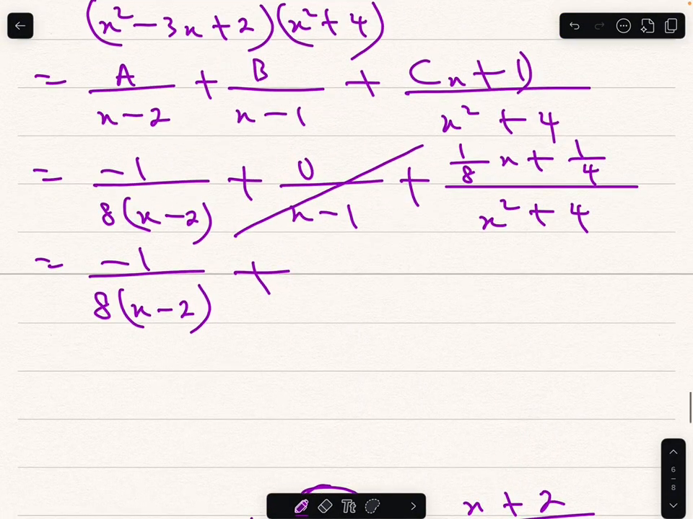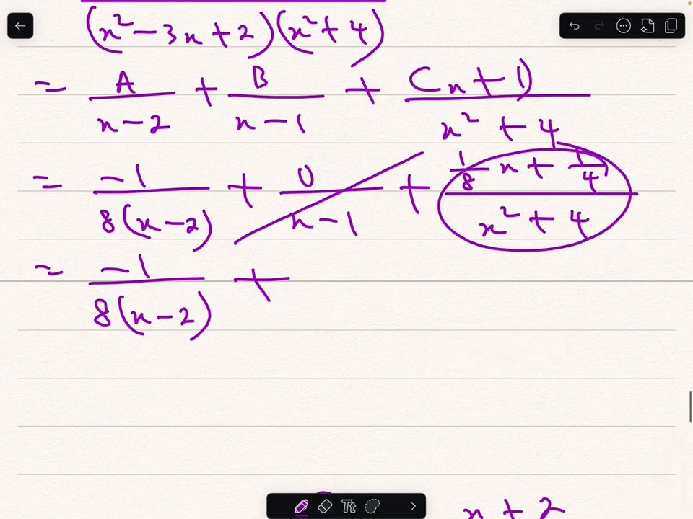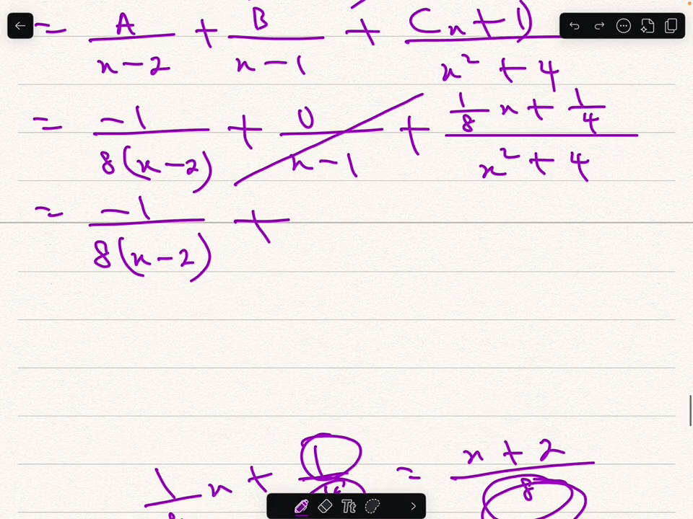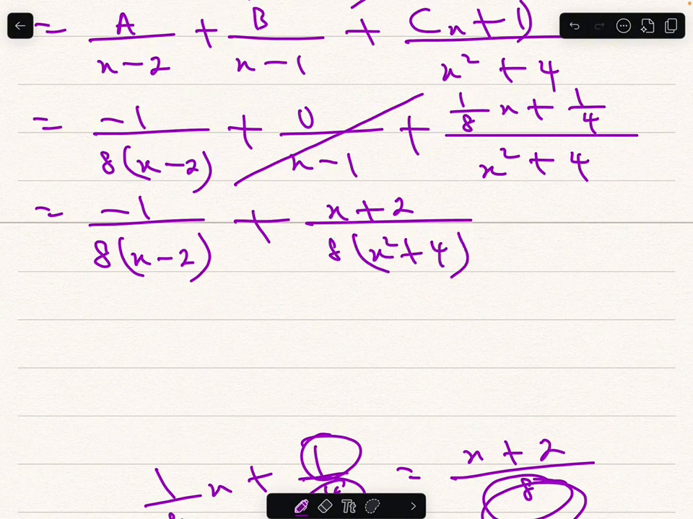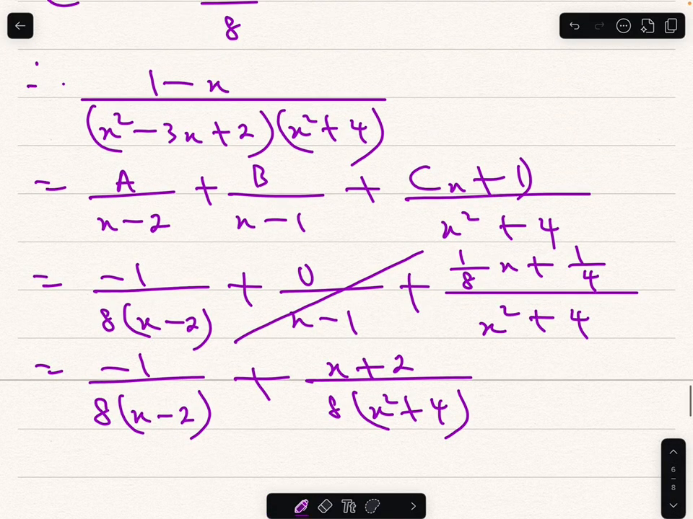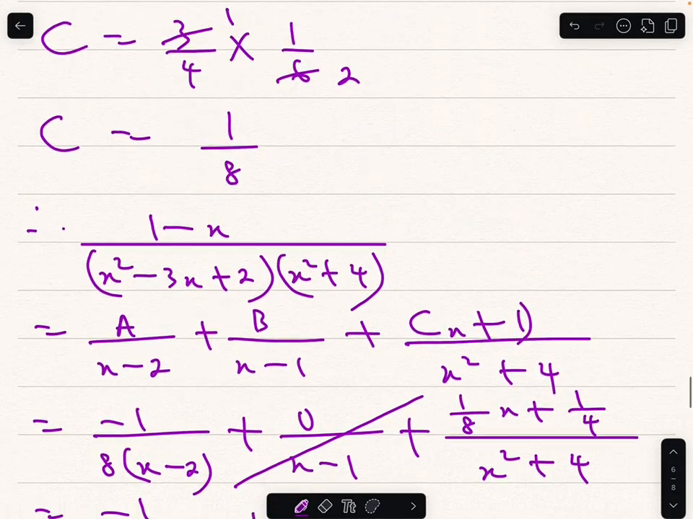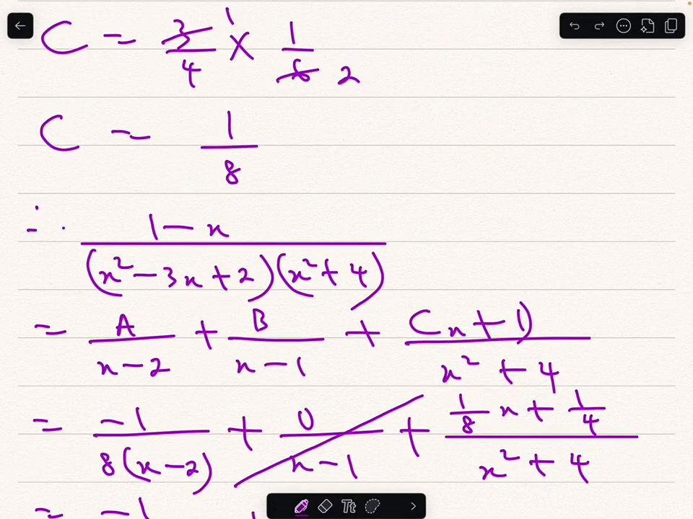So that's what I'm going to write here. Instead of this, that's what I'm going to write. So we have that as x plus 2 over 8 into bracket x squared plus 4. And that is it, very, very simply. That's what we get when we resolve this into partial fractions.